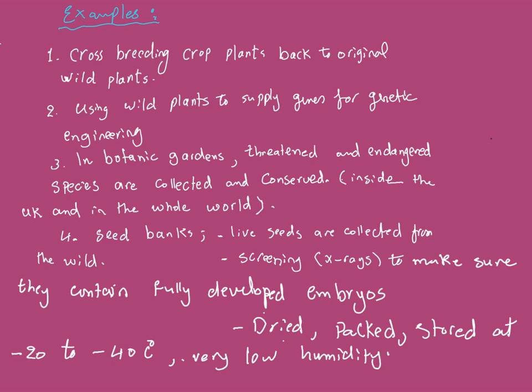world. Inside the seed bank, live seeds are collected from the wild, and then we screen them by X-ray to make sure they contain fully developed embryos. And then we dry the seeds, pack them, and store them at very low temperature, -20 to -40. It was proven that this very low temperature, together with very low humidity, will depress the growth of the embryo. So the embryo will not develop into a complete plant, but it will stay vital. This doesn't alter the genetic material or the vitality of the living organism.